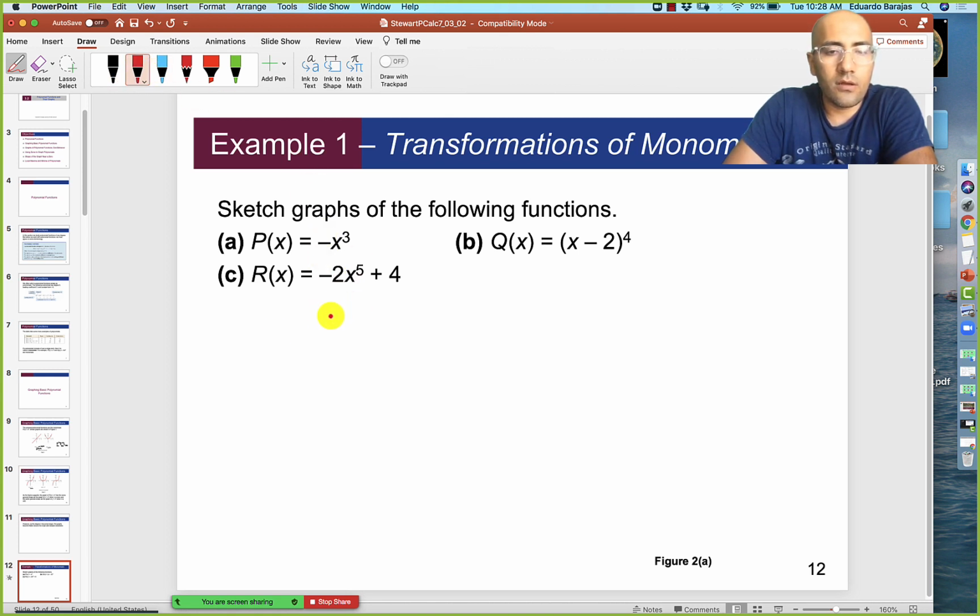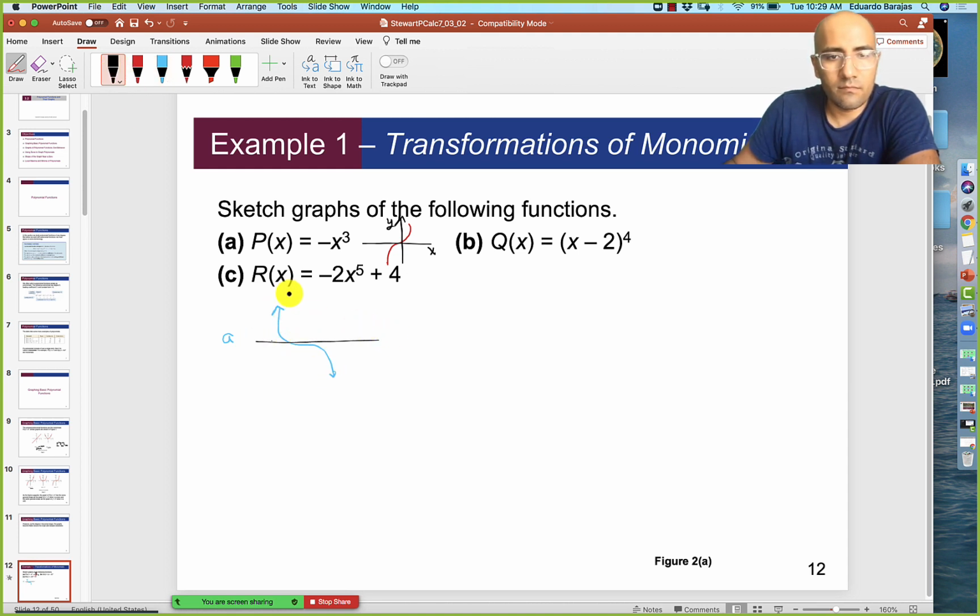So the normal x cubed function has this sort of a shape, comes this way and comes this way and comes that way along the x-axis. So this is x to the power of 3. Then I know for this one it's going to get flipped upside down. It's going to come this way and come that way. And so for part A, I know it's going to have this sort of a shape. Good.